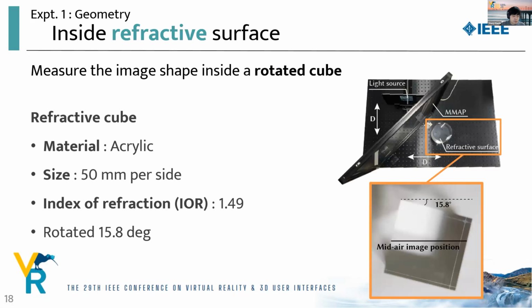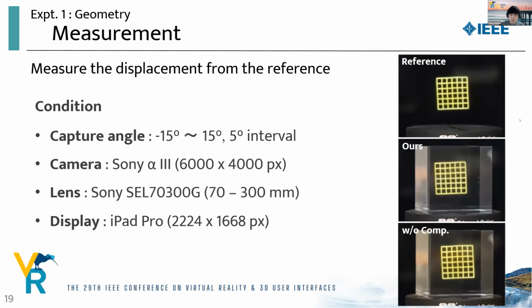In the geometry experiment, we measured the mid-image shape inside acrylic cube, which is rotated 15.8 degrees to induce a distortion. We measured displacement of intersection points in grid image from the reference condition that the mid-image was simply displayed. Looking at the images, the image is shifted to the right without compensation. However, with our method, mid-image is displayed at the approximately same horizontal position as the reference.